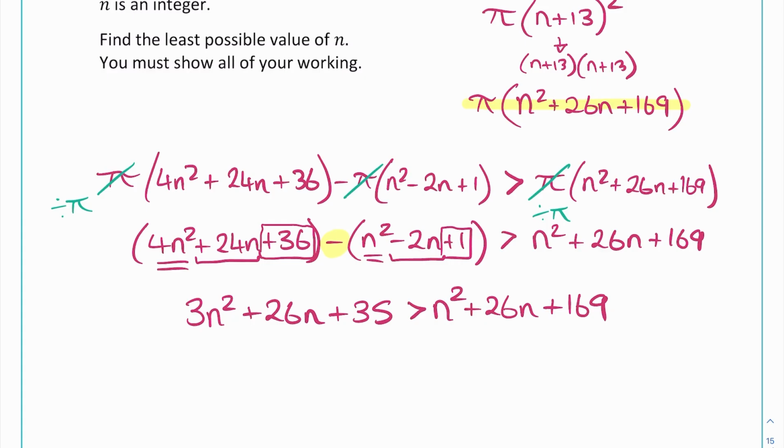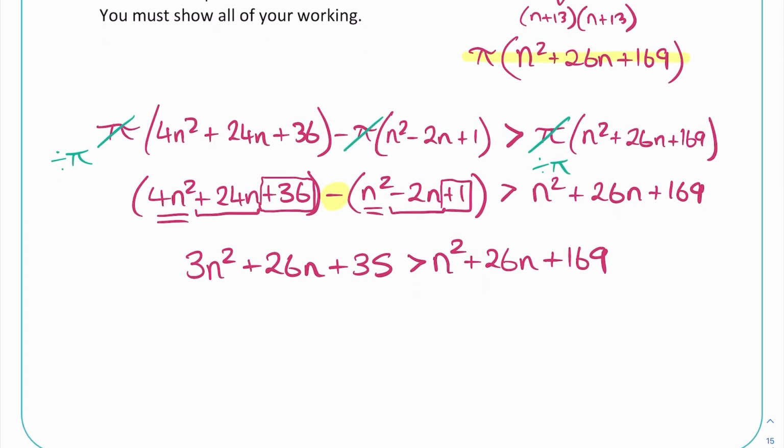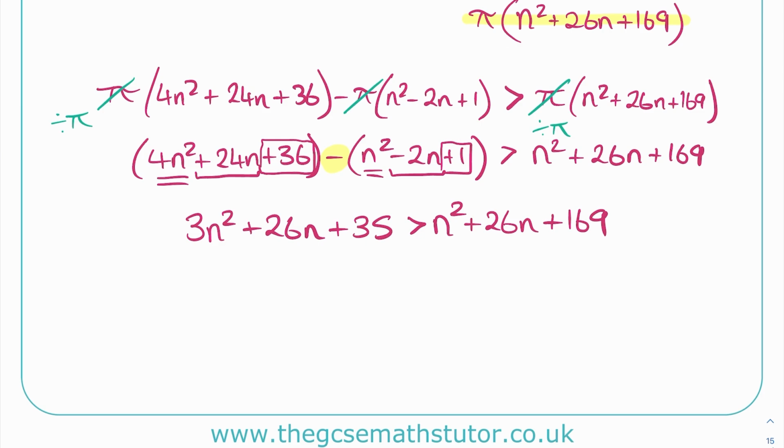Now what we want to do is actually rearrange this. So we want to get it to a point where we either have n's on the left, numbers on the right, or we have some form of quadratic that we want to factorise and solve. So I think the next thing to do is to rearrange it.